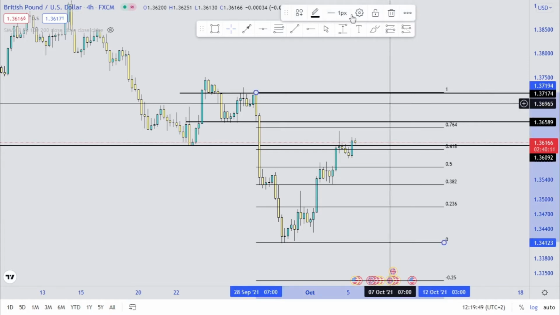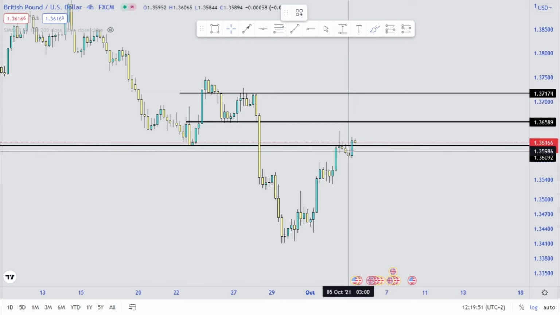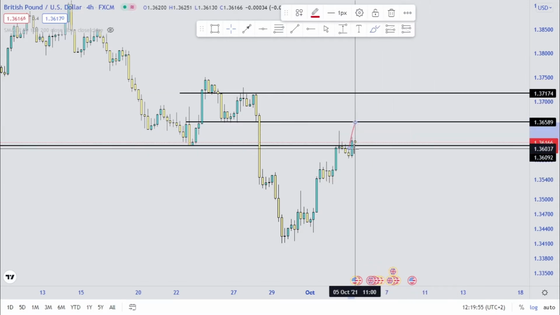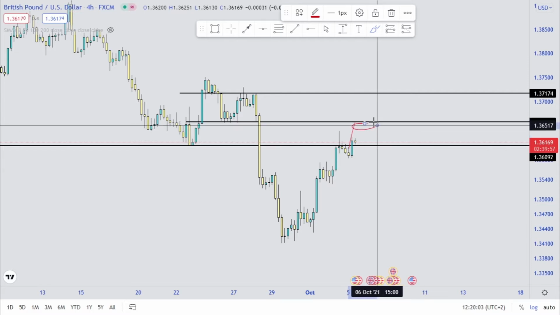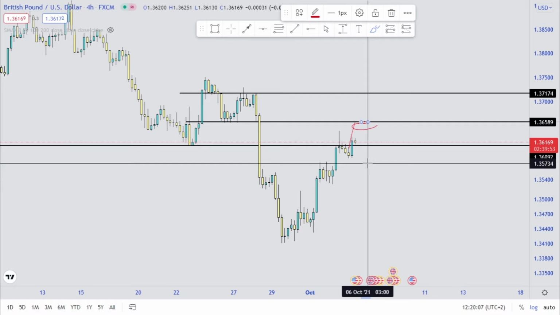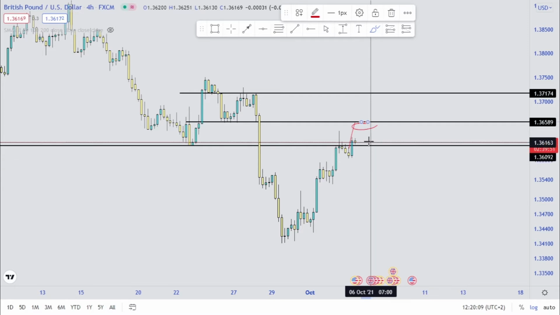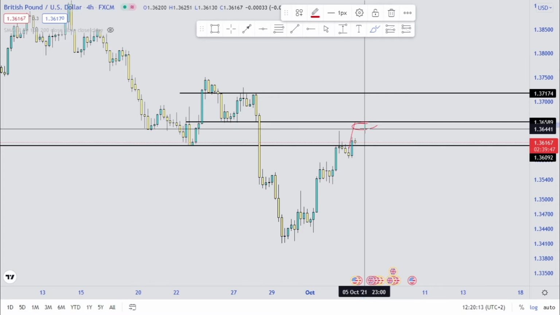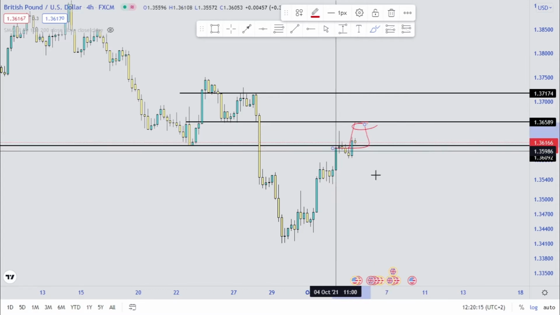So if price decides to continue on to the upside from here, because I can see that it will continue upside, we already have a close above there on the 4-hour time frame. So if price shows us some form of resistance, sorry guys, from this 1.36589 region, we can most likely expect price to come back to this region here again.